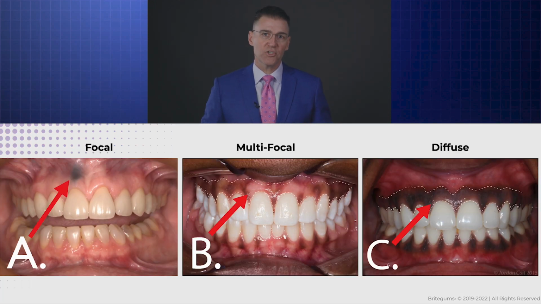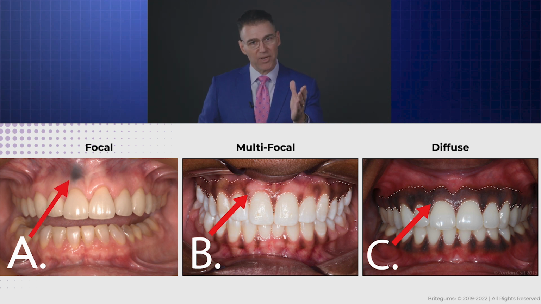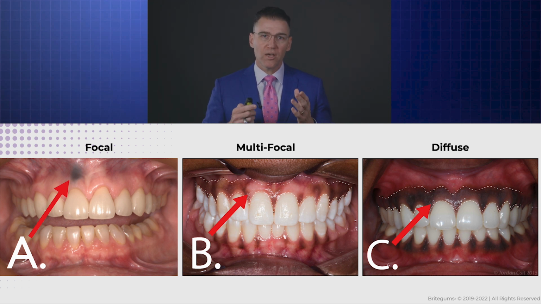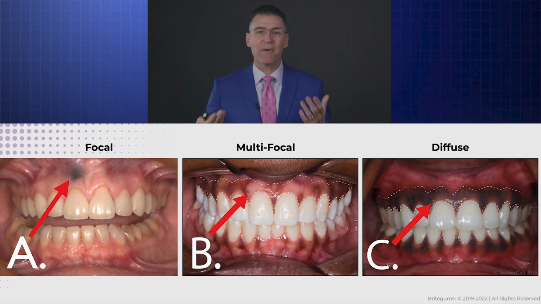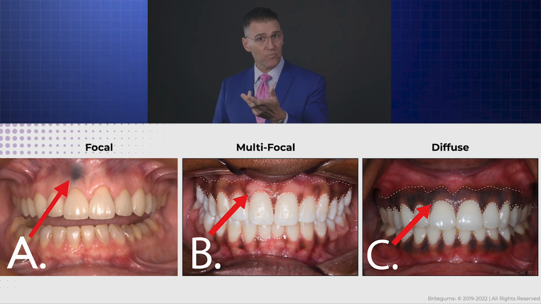So in this illustration right here, you can see on the A picture that we have a focal pigmentation, most likely an amalgam tattoo, for instance. But on the middle one, we have multifocal, or we could call this blotchy, where we have areas of pigmentation and areas of pink. And then the one on the far right, letter C, is diffuse.